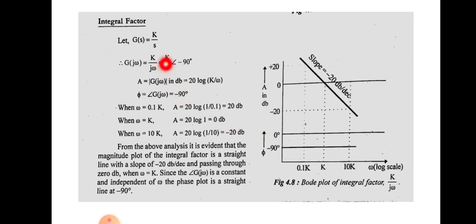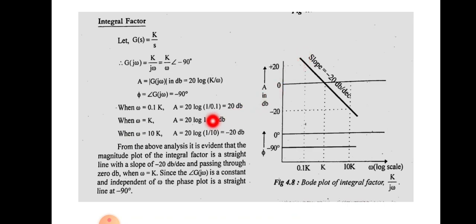This represents the phase plot. And next, in order to plot the magnitude, that is g of j omega, here the magnitude term is k by omega, and we have to plot this k by omega for different values of log omega. This magnitude now depends upon the omega value. So for different values of omega, we will get different k by omega values. Suppose we are taking omega equal to 0.1 k, then when we substitute this, A will be 20 log 1 by 0.1, that is equal to 20 dB. So we can mark that point, 20 dB, on 0.1 k. See, suppose we are marking 0.1 k here, then 20 dB will be here.